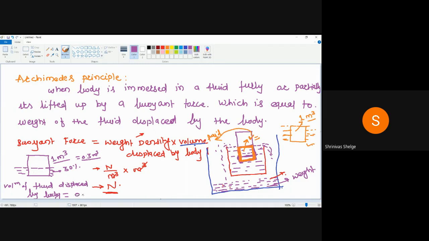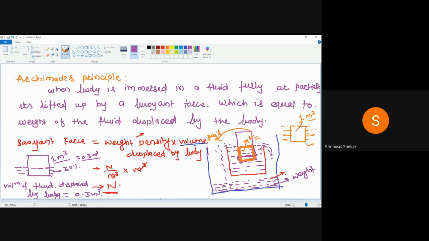So therefore the answer will be 0.3 meter cube. I think now this one is clear. Correct. So whenever we want to find out the buoyant force, we have to use this formula: weight density of the fluid into volume of the fluid displaced by the body. And how much volume of the fluid gets displaced depends upon how much portion or how much volume of the body is immersed in the fluid. So that is how you can find out the buoyant force.